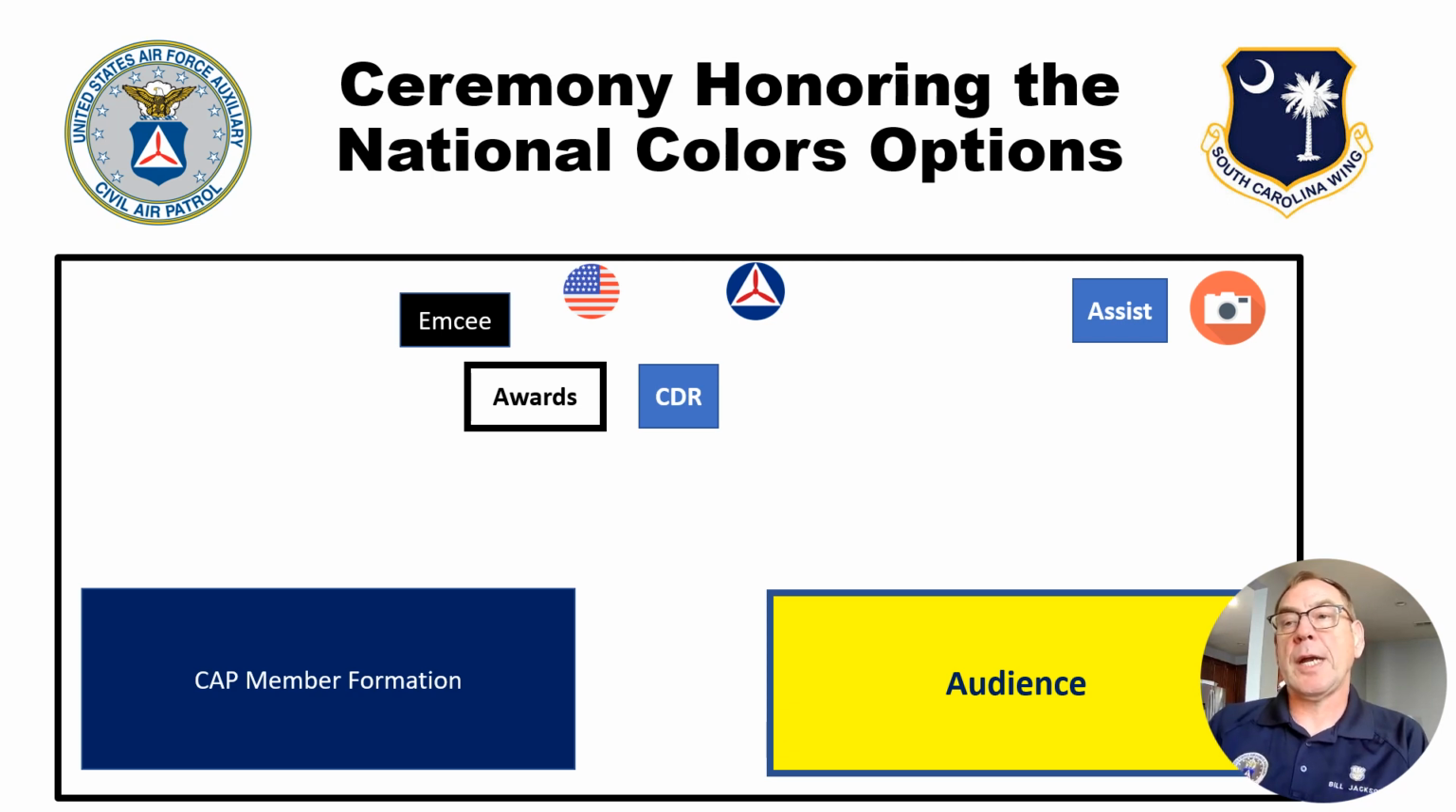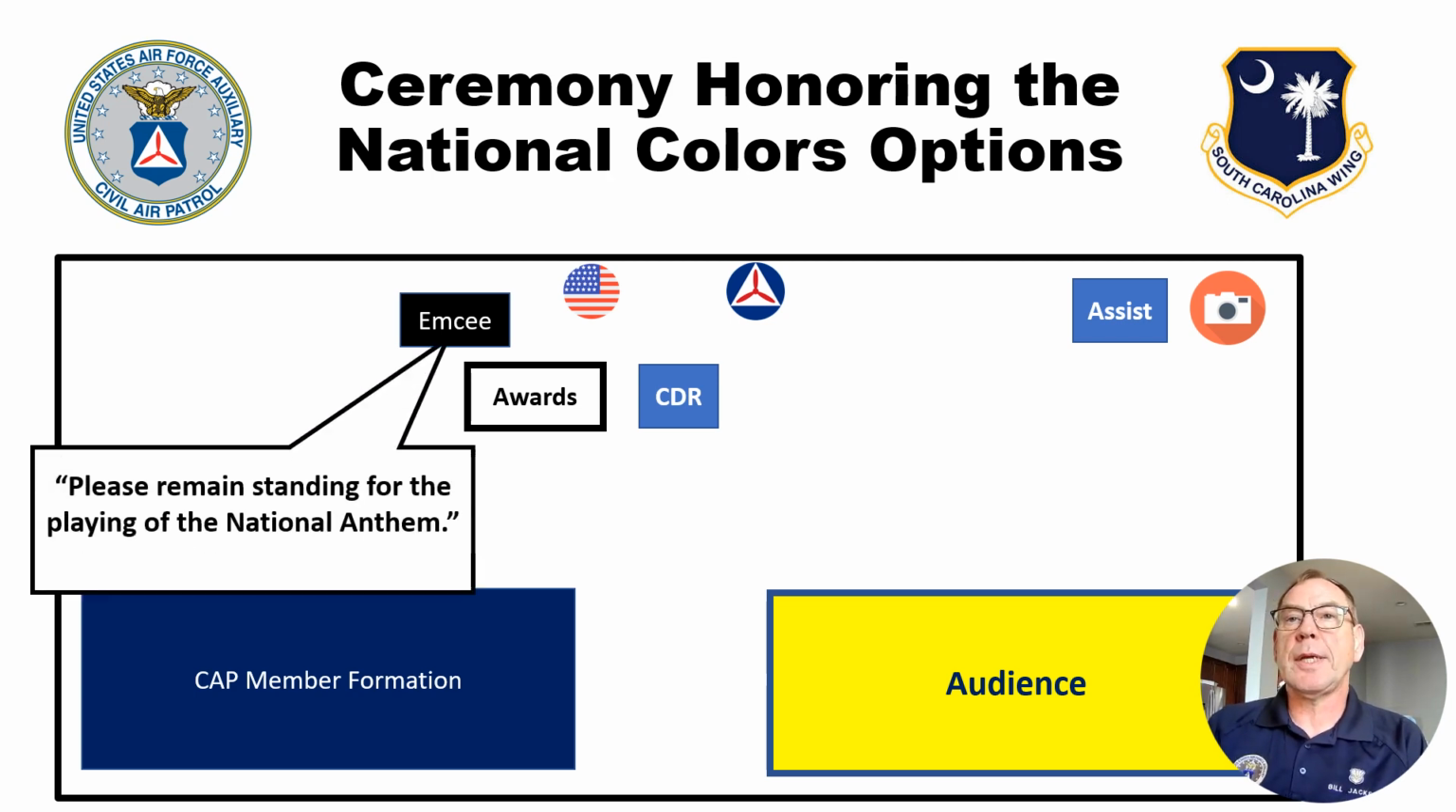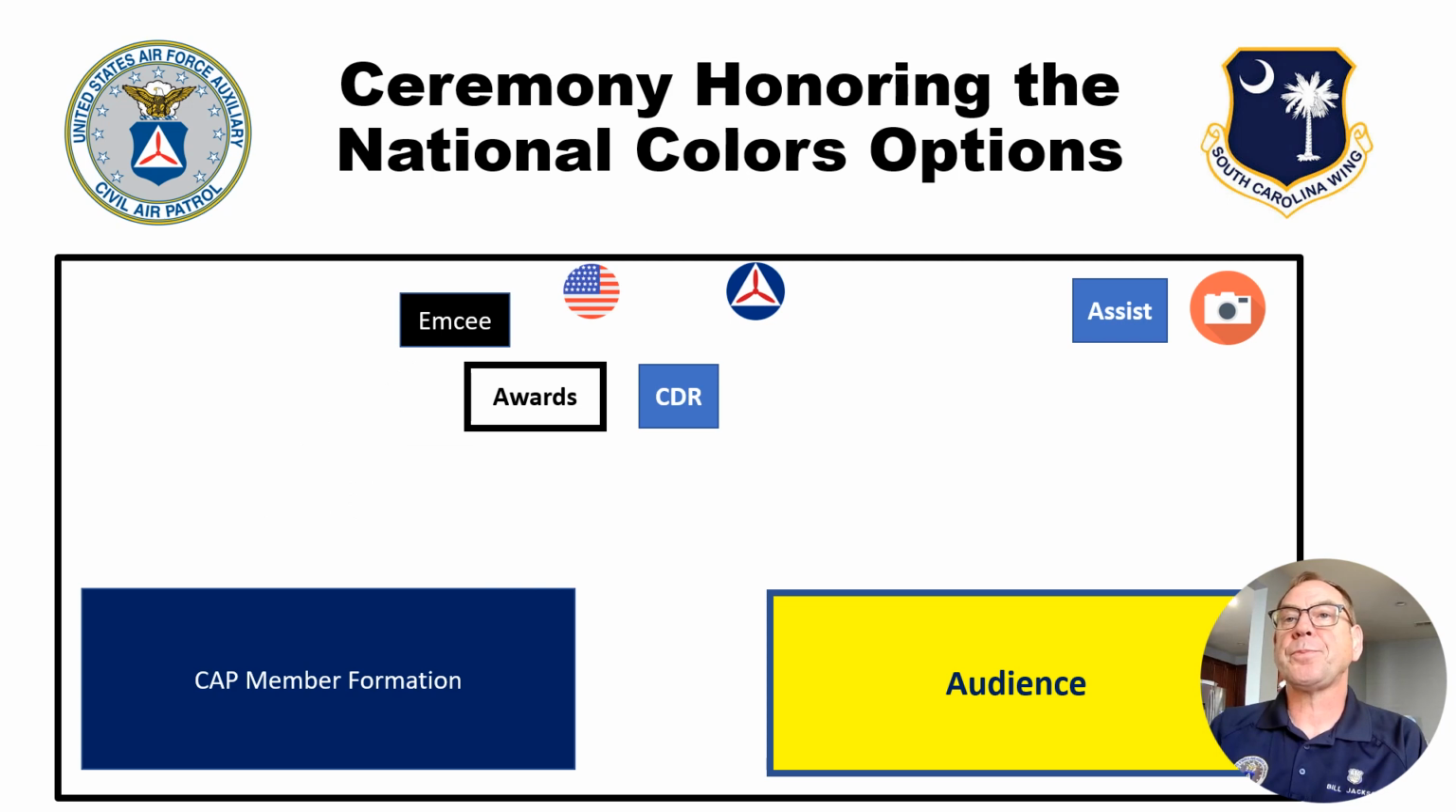The colors are presented. Now, in the case in which you do not have a color guard, the colors are already presented there, basically, the MC is going to say, please remain standing for the playing of the national anthem. All right, in either case, the national anthem is going to be played. When the national anthem is played, anybody in U.S. Air Force style uniforms is just going to stand at the position of attention facing the national flag, which is the U.S. flag. Anybody not in a U.S. Air Force style uniform will put their right hand over their heart.